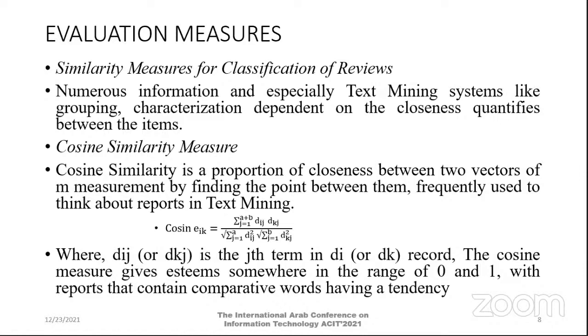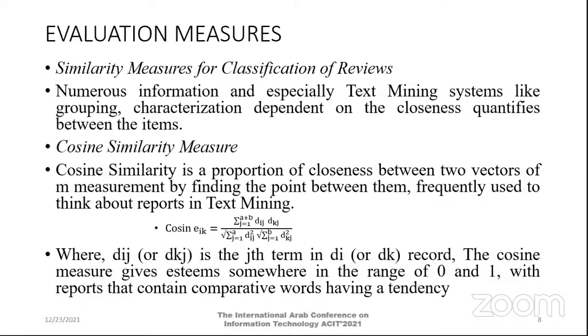Why we use the quotient similarity measure: it finds the closeness between two vectors, the measurement between two points. Suppose one author is giving a positive review and another author is giving a negative one on the other side. So we need to find the two vectors. For this process, we use the quotient similarity.